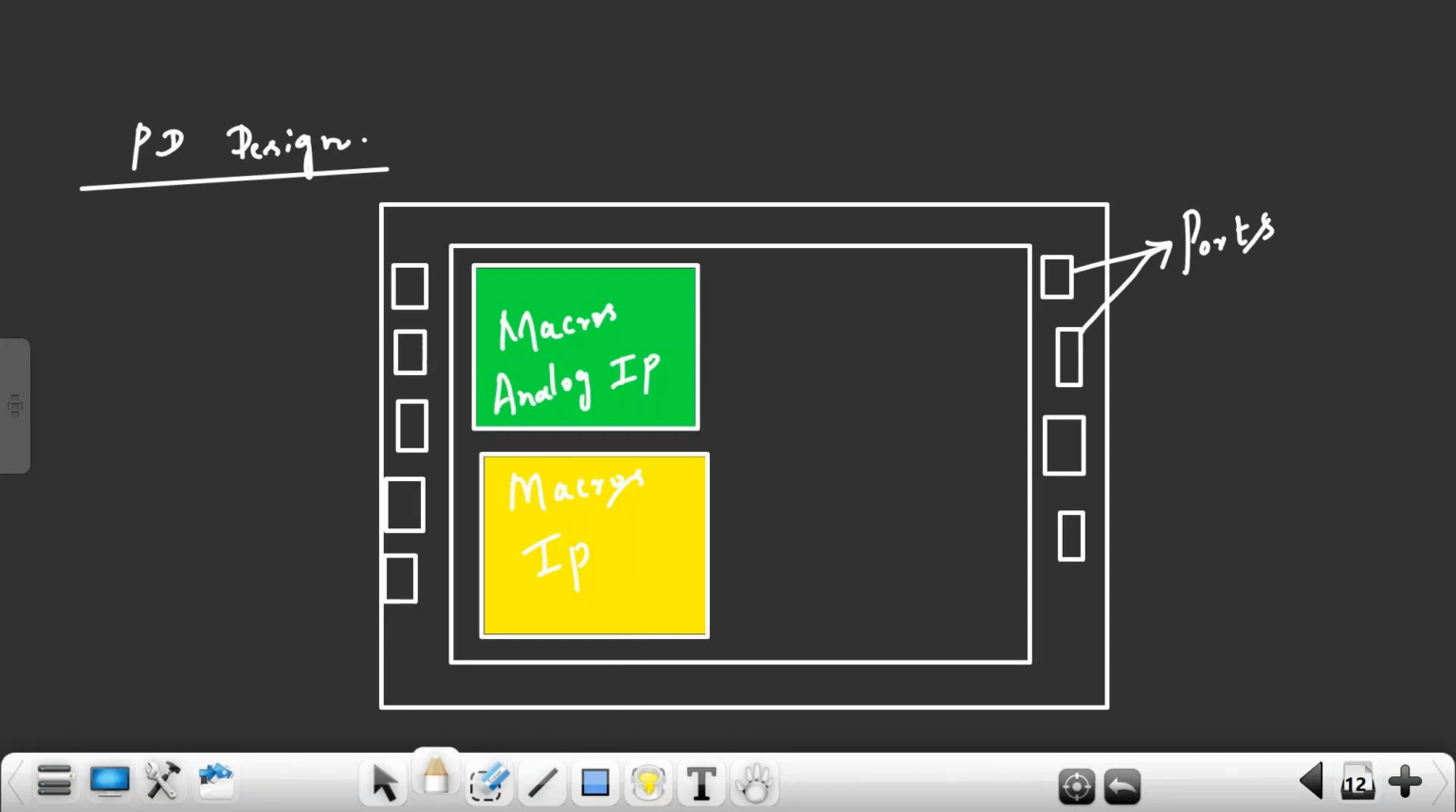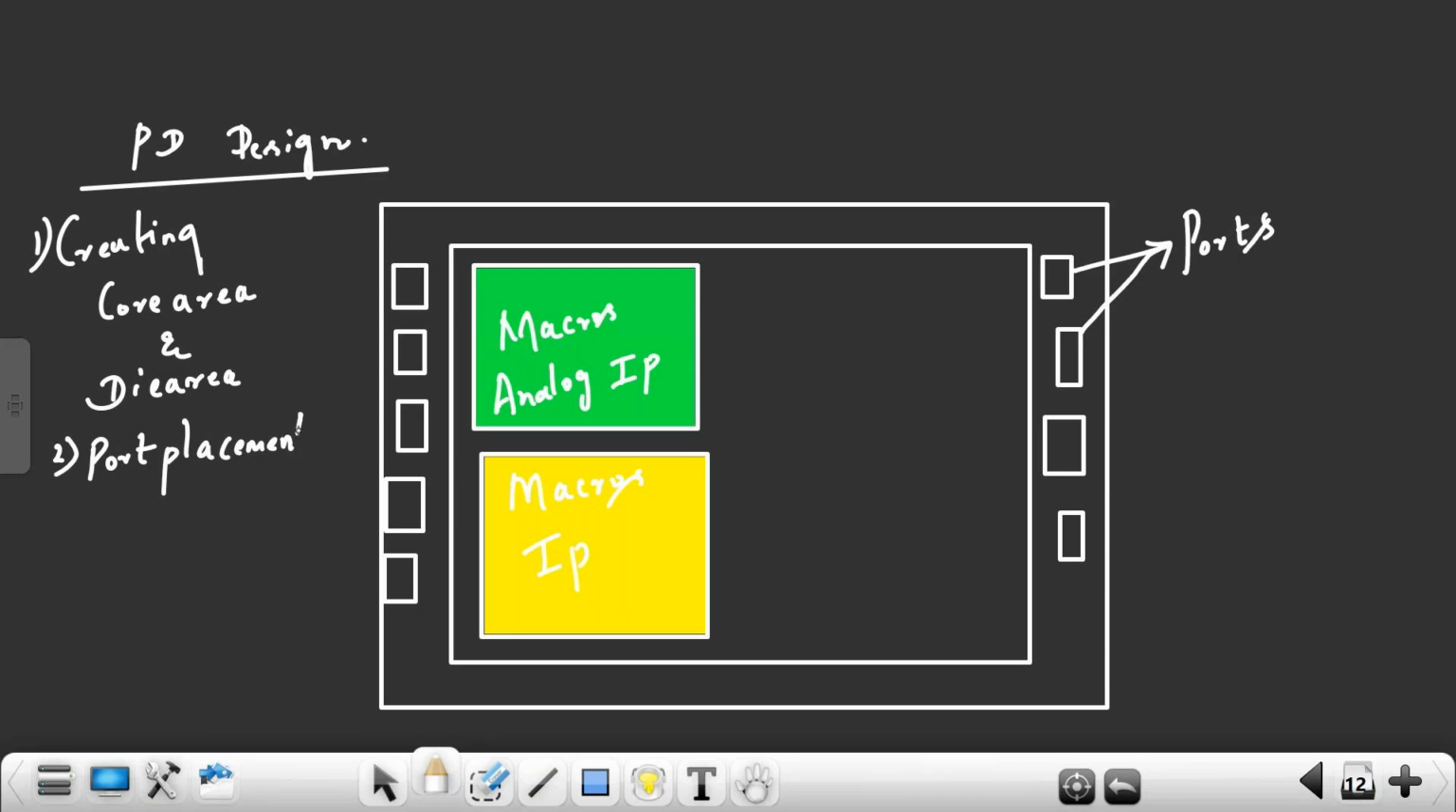So what is the first step here? Creating core area and die area. Next step is what? Port placement. Next step is macro placement. Next step is power planning.